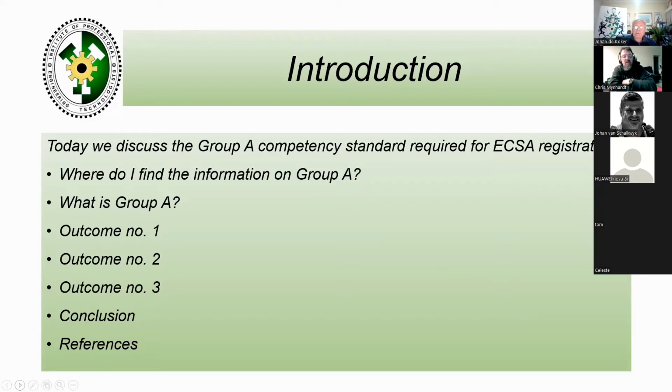Today we're going to discuss the Group A competency standards required for ECSA registration. Where do I find the information on Group A? What is Group A, outcomes 1, 2, and 3, and the conclusion and the references? Just remember Group A has outcomes 1, 2, and 3. A lot of applicants battle with this, but we'll discuss this now.